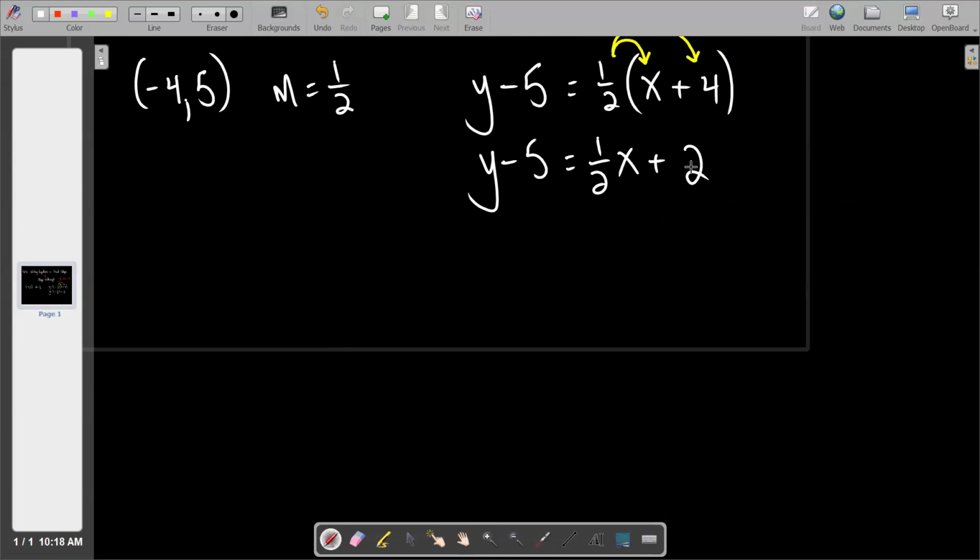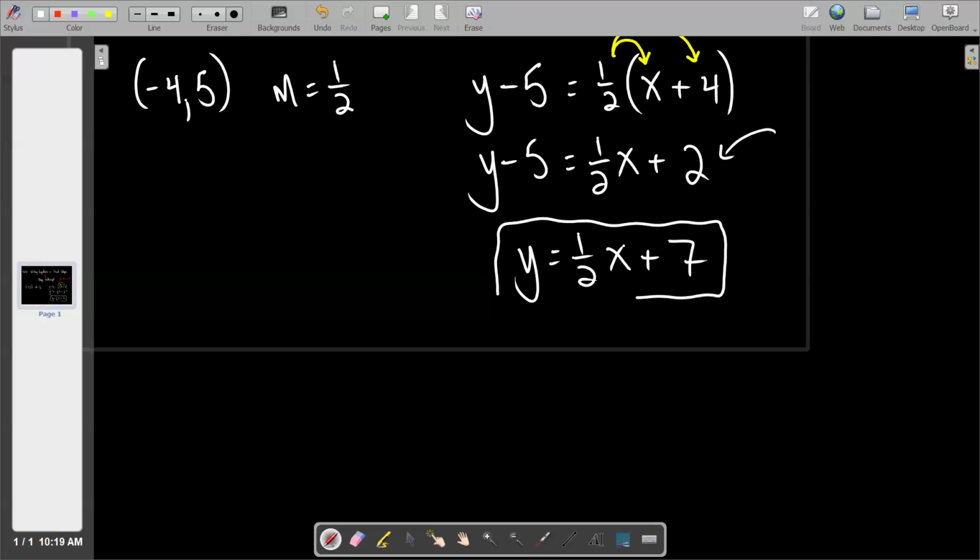So if I add the 5 across, clearly I add it to the 2, not the other one, because they're not like terms. And I get y equals 1/2 of x plus 7, and I am done. And that one can have a box. So you just keep on doing the equation. We convert, it is what we call this.